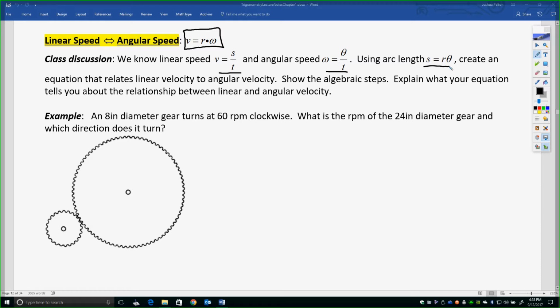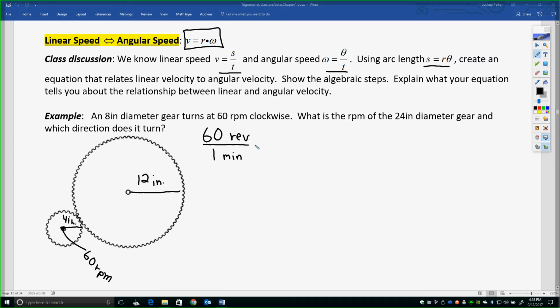Okay, so I have an 8-inch diameter gear that turns at 60 RPMs, and I want to know the RPMs of the 24-inch diameter gear if they're connected. Okay, all right. So the 24-inch diameter would actually be a 12-inch radius, and the 8-inch diameter would actually be a 4-inch radius. Okay, so let's start with what we know. This is spinning at the center at 60 RPM. And again, we can't use RPM because that doesn't help us. So 60 revolutions to 1 minute.